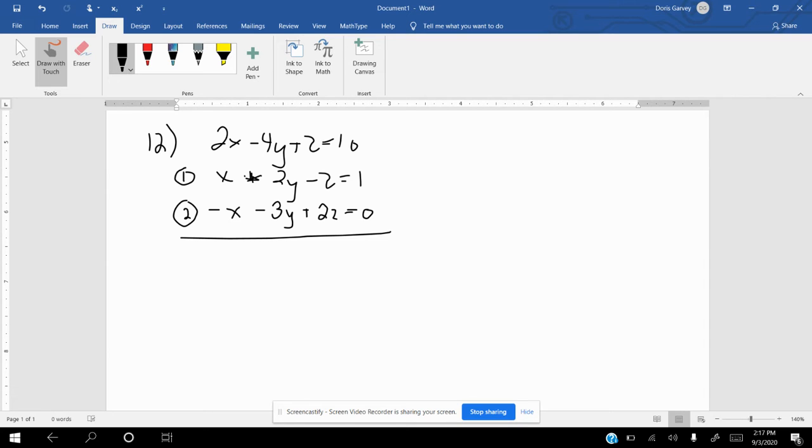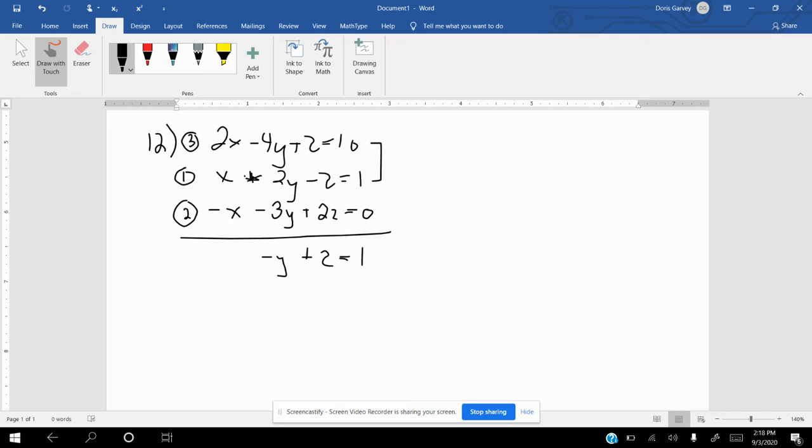So the x's will cross out. I have a positive 2y minus a 3y, so this will be a minus y, and I'll have plus z equals 1. So now I have one equation and two variables. Well, now I have to pick two other equations and also get rid of the x. And it doesn't matter now if I pick equation 3 and 1 or 3 and 2, I just have to pick two other equations. So I'm just going to arbitrarily pick those two.